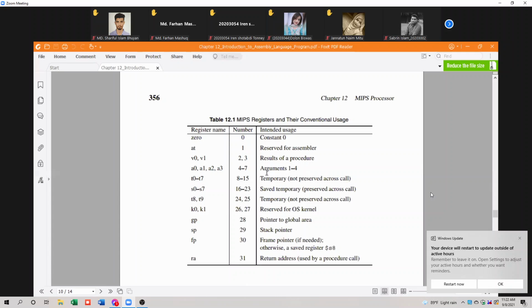So if your program has 2 or 3 procedures, the main procedure needs to send the parameters or the arguments to another procedure. At that time these registers A0, A1, A2, A3 will be used for storing the parameters. Okay, so these 32 registers have some specific functionality.